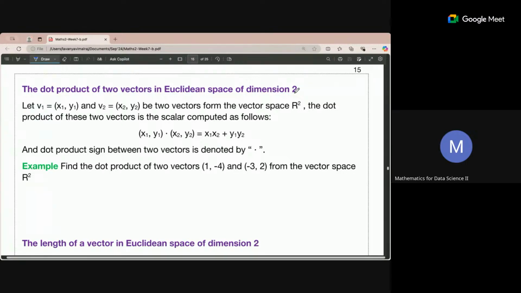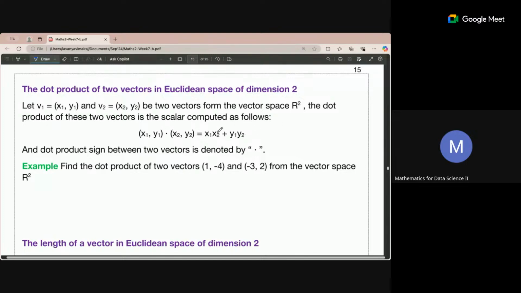So we already have the Euclidean space structure. There we are going to understand the length of a vector and the angle between two vectors. These concepts we are going to understand first in R2 and then in R3, and based on that we will generalize to Rn. Let v1 equal (x1, y1) and v2 equal (x2, y2) be two vectors from R2. The dot product of these two vectors is the scalar computed as follows.